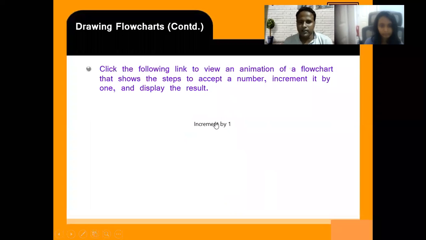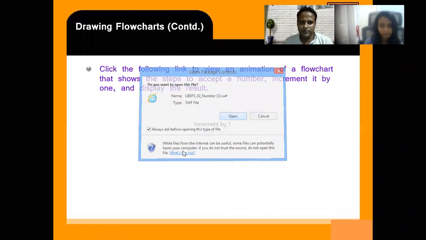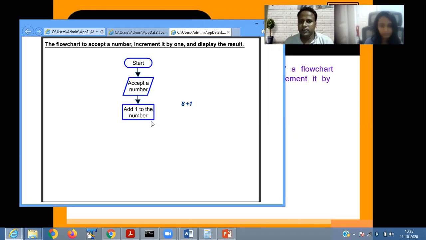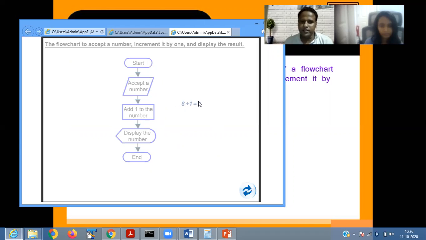Then this one is incrementing a number. Start, accept a number. We are given the number 8. Then we add to the number, 8 plus 1. Then it displays the result, 9. Then the end of the flow.